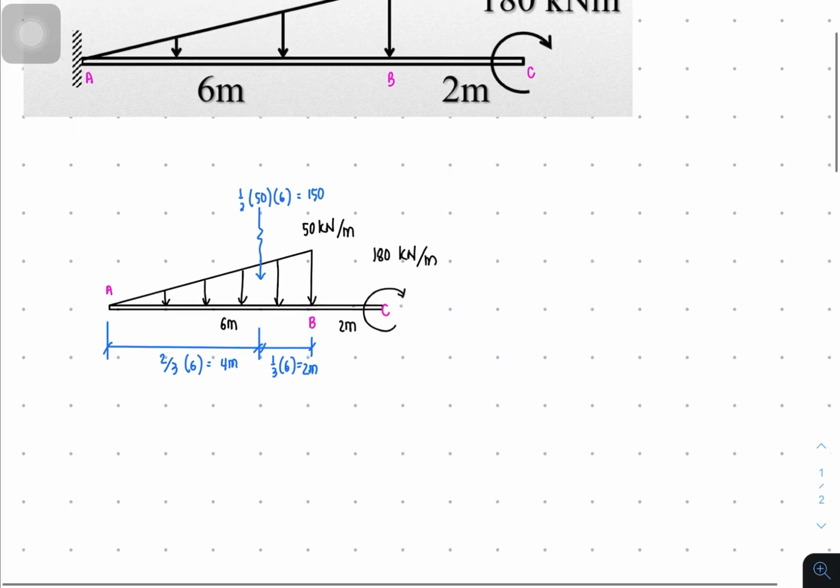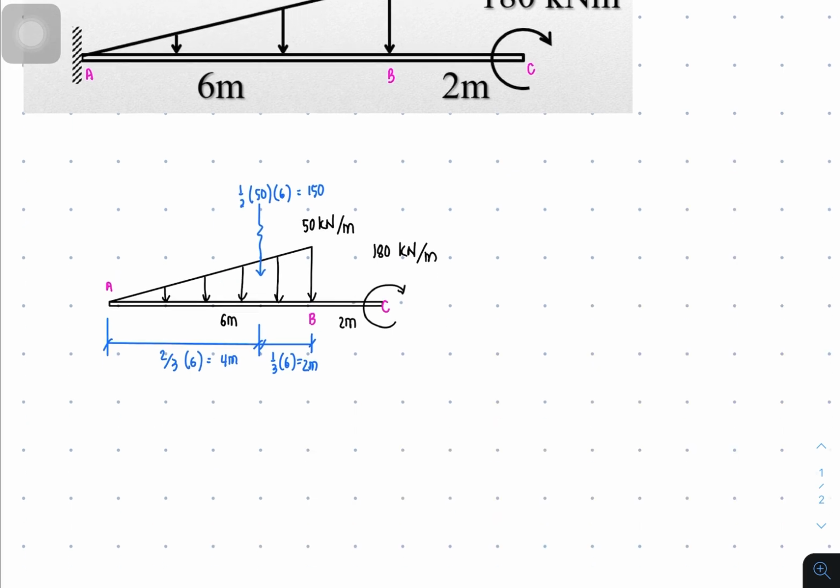Okay, next, at point A there is a fixed support. So whenever there is a fixed support, it's going to give you vertical reaction AV, horizontal reaction AH, and of course the rotational moment MA.